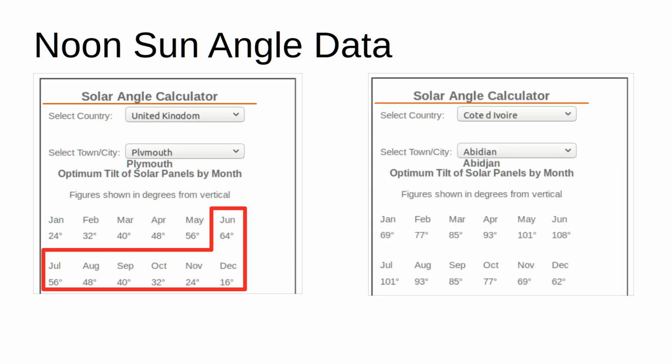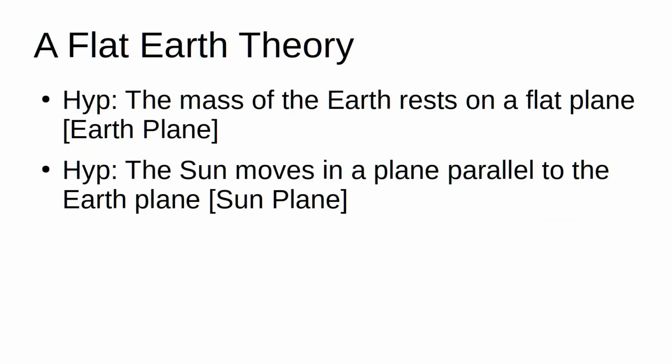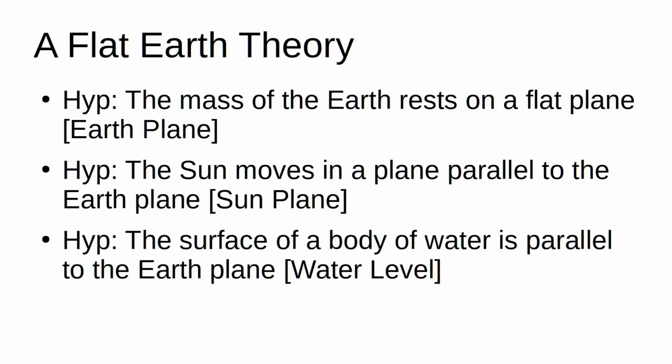Our second observer is in Abidjan, Côte d'Ivoire. These 2 places were chosen because Plymouth and Abidjan are due north-south of each other, and they are both on the same body of water, namely the Atlantic Ocean. This last fact is going to be used with a third hypothesis we shall introduce into our flat Earth theory. That is, that the surface of a body of water is parallel to the Earth plane. This means we can infer that Plymouth and Abidjan are the same distance hs from the sun plane.